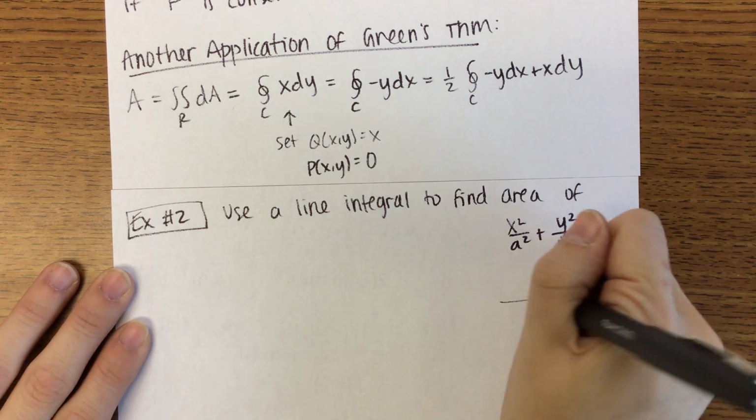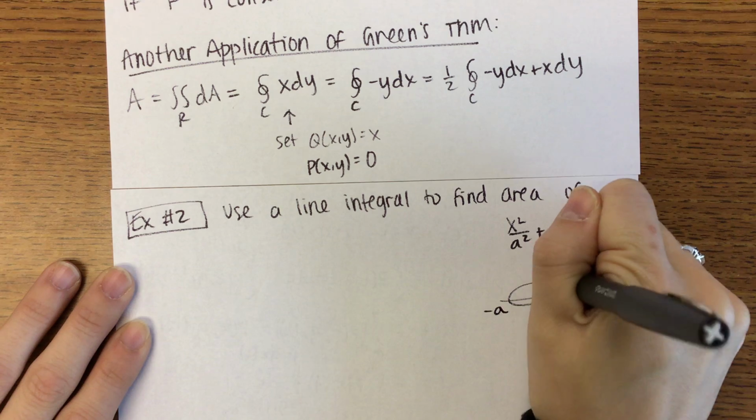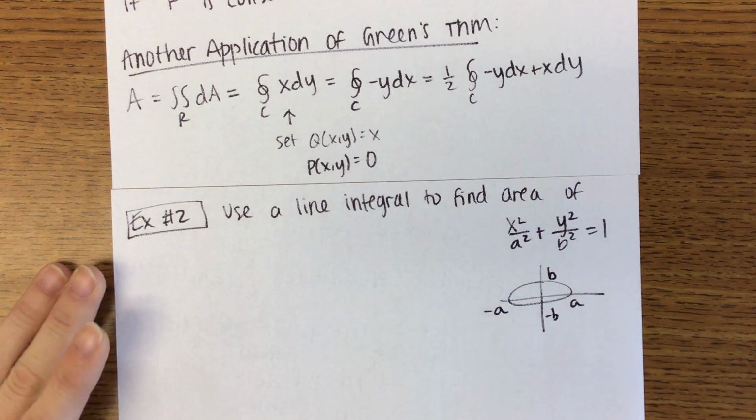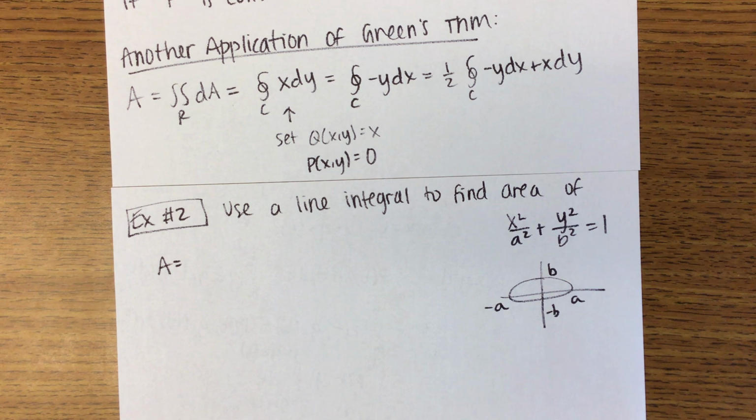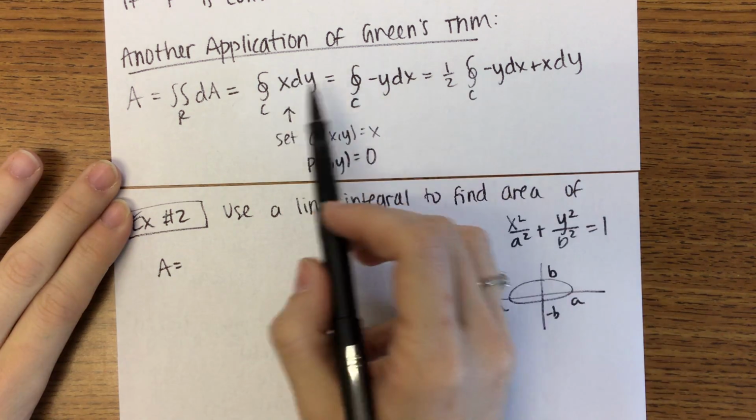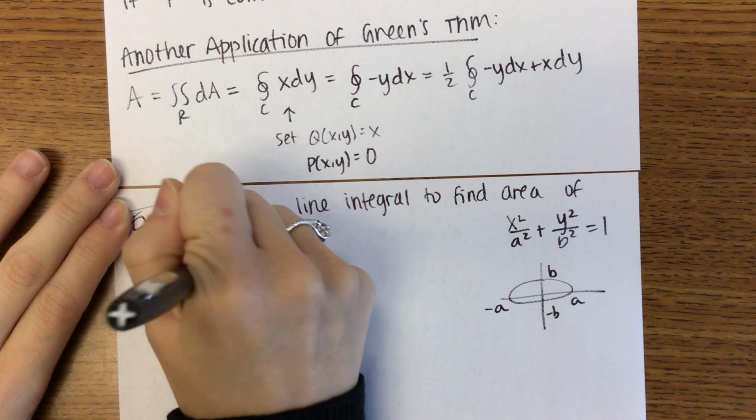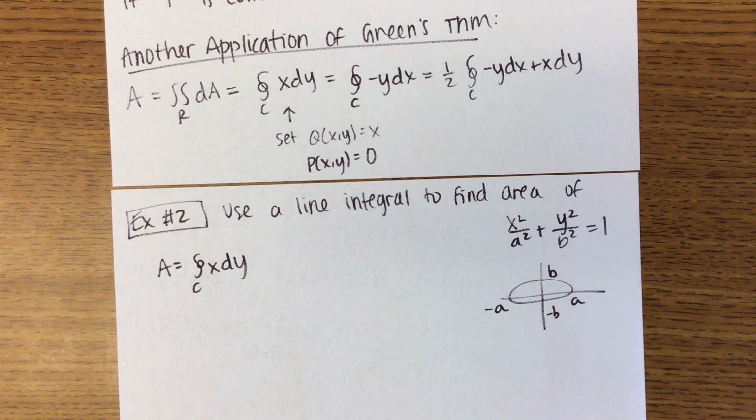Okay, hopefully you can tell that this is going to be an ellipse. X-intercepts are a and negative a, y-intercepts are b and negative b. So we certainly could do a double integral, but we are asked to use a line integral. We have any of these options above. I'm going to choose the first one. Doesn't really matter. That's what I'm going to choose.